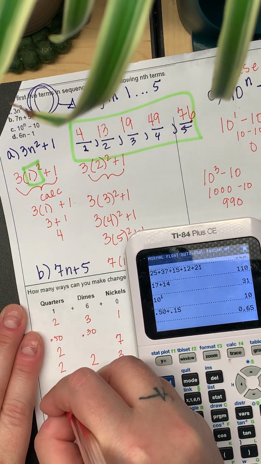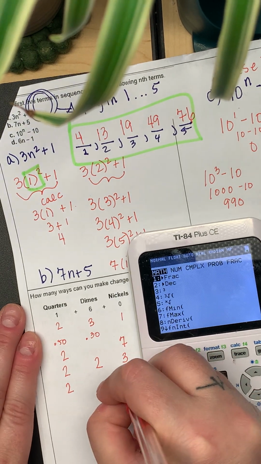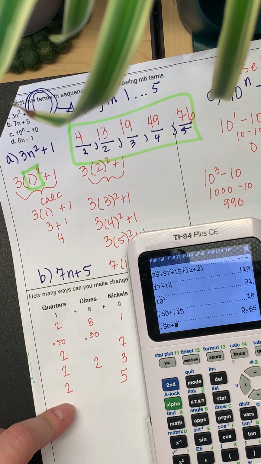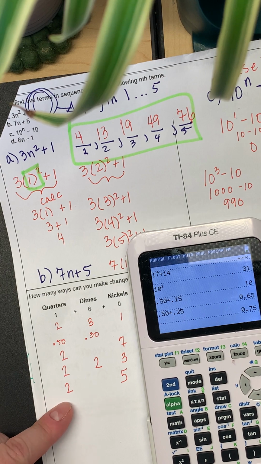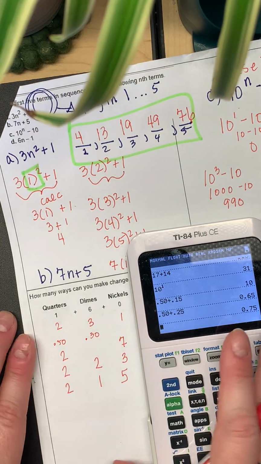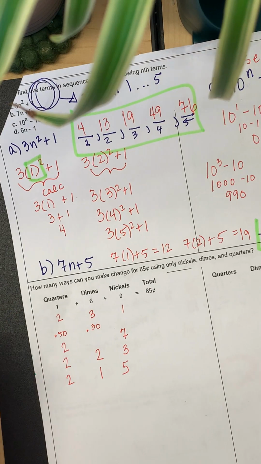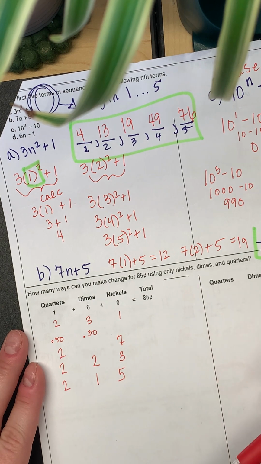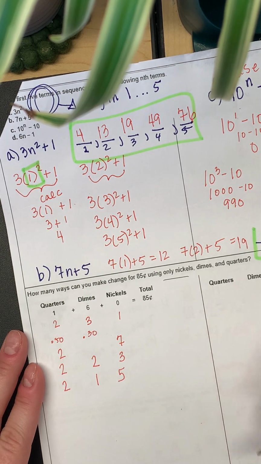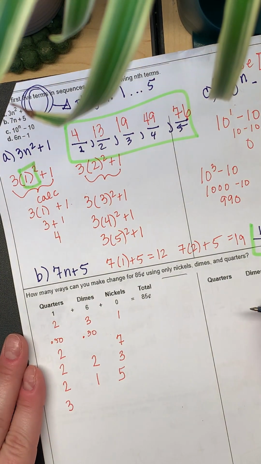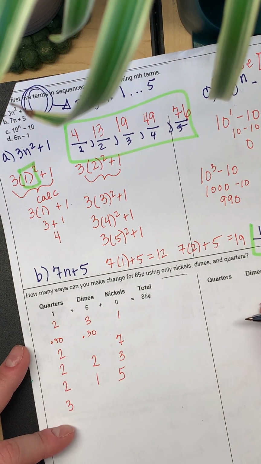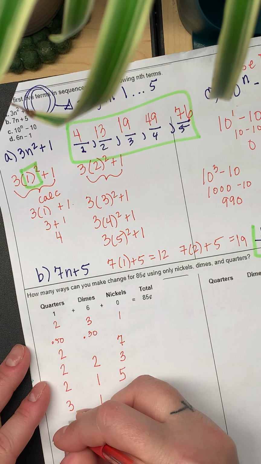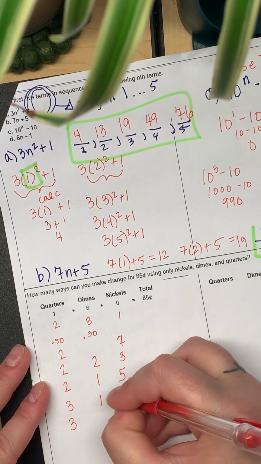Or let's keep going with 2 quarters. 2 quarters, I could have 5 nickels. Let's see what happens. 2 quarters is 50 cents. 5 nickels is 25 cents. That would give me 75 cents, and I could still have 1 dime to make 85 cents. So I think this is all the possibilities of 2 quarters. Let's try 3 quarters. If I had 3 quarters, that means it would be 75 cents, and I would have 10 cents to make up. So I could either have 1 dime, or I could have 3 quarters and 2 nickels.